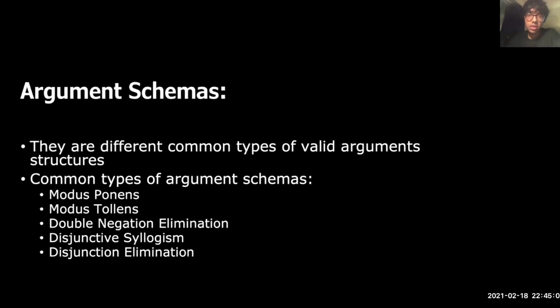What are argument schemas? There are different common types of valid argument structures. Common types of argument schemas are modus ponens, modus tollens, double negation elimination, disjunctive syllogism, and disjunction elimination. They're essentially common templates which we often use in arguments.